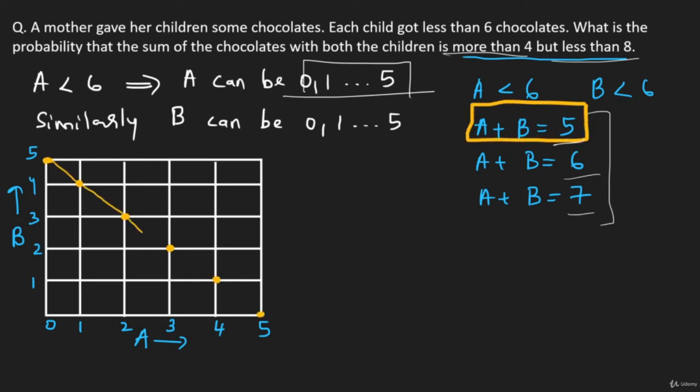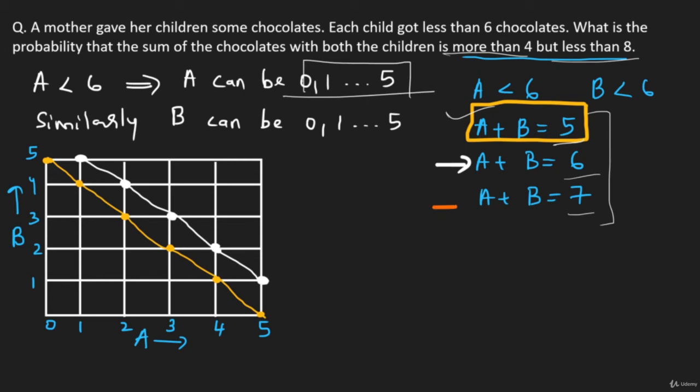That would be these points, right? Over here, A has 5 chocolates and B has 0 chocolates. Over here, A has 4 chocolates and B has 1 chocolate. Similarly, over here, B has 5 chocolates and A has 0 chocolates. So in all these instances, that's 6 instances, A plus B is equal to 5. Similarly, let's mark A plus B equal to 6. Over here, A has 5 chocolates, B has 1 chocolate. Over here, for example, A has 3 and B has 3. And over here, B has 5 and A has 1.